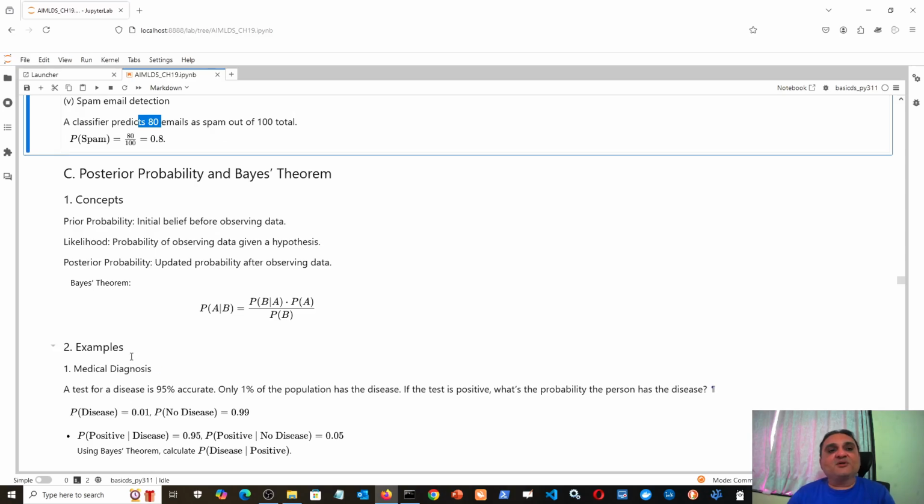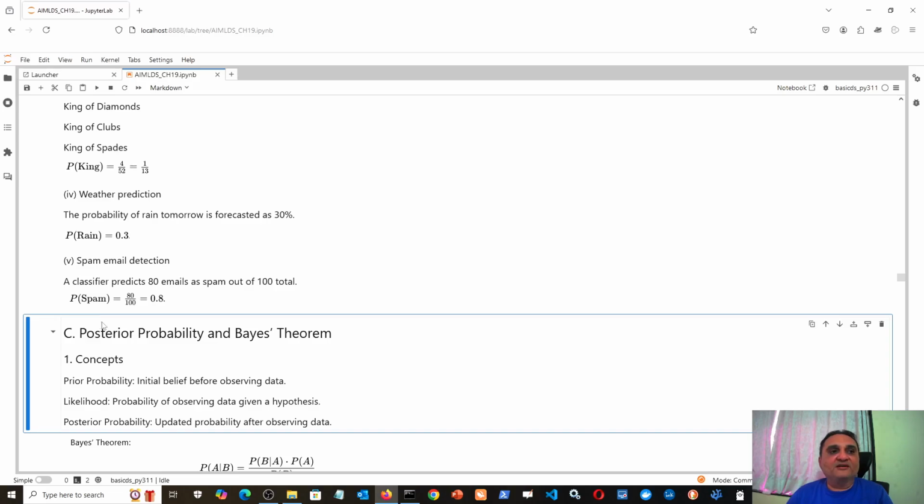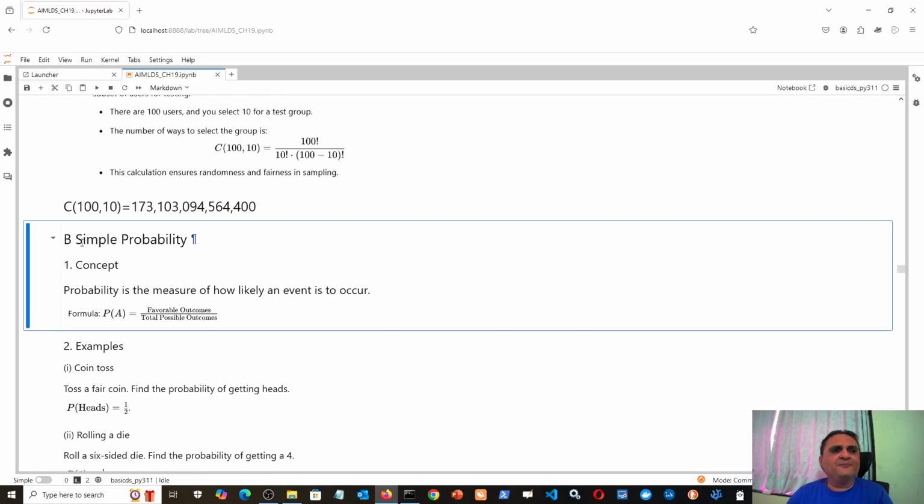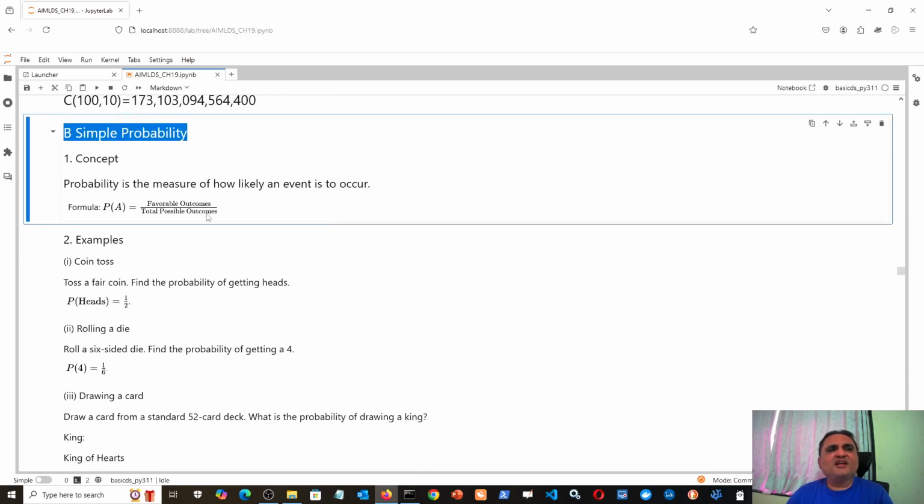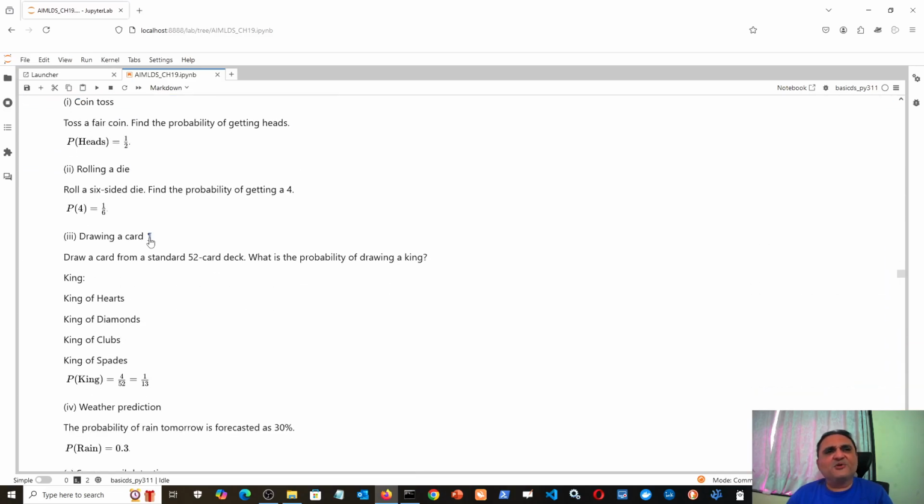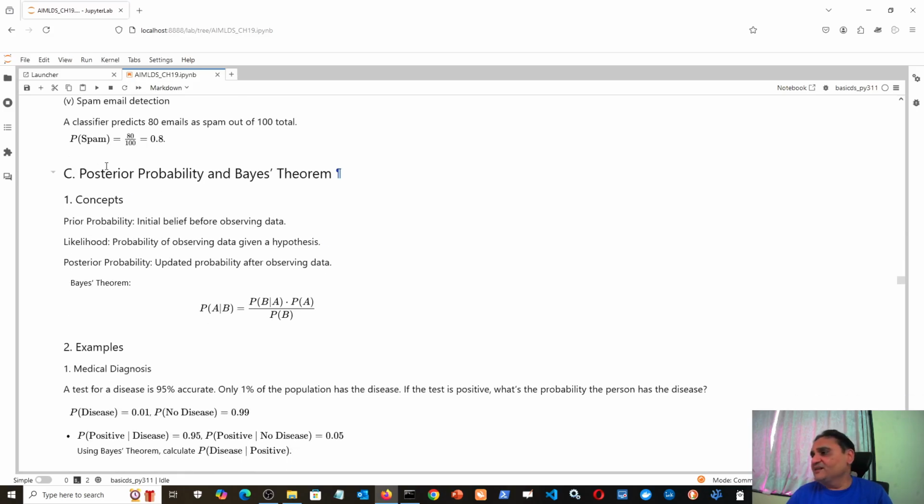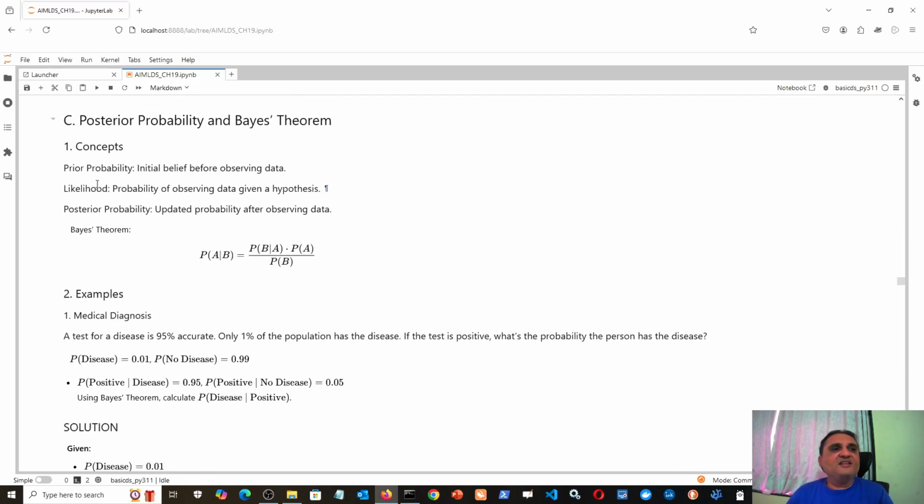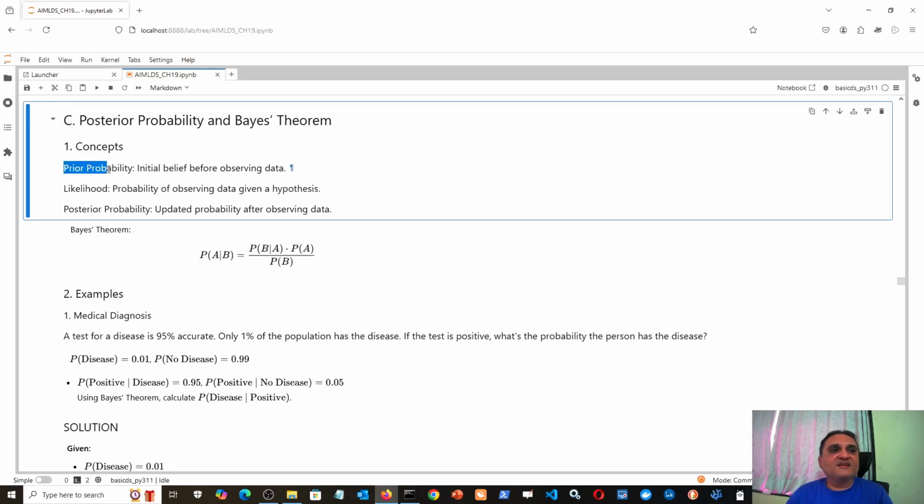Now this posterior probability and this Bayes theorem. This is actually more important than simple probability, because in simple probability there is nothing difficult: favorable outcomes divided by total possible outcomes, that is all you have to think. Now posterior probability takes the whole concept one step ahead. In this, you have to remember these 3 concepts: prior probability, likelihood, and posterior probability.